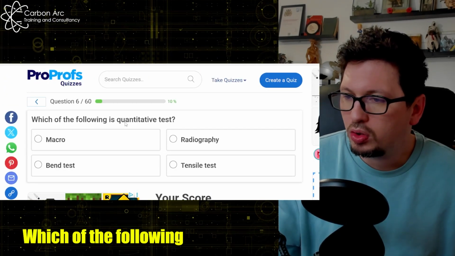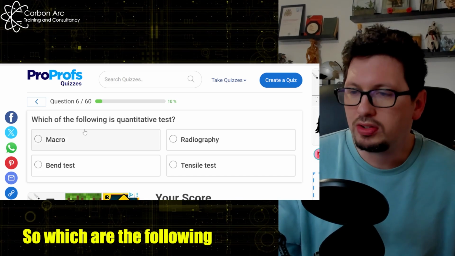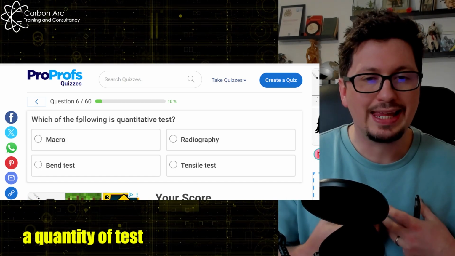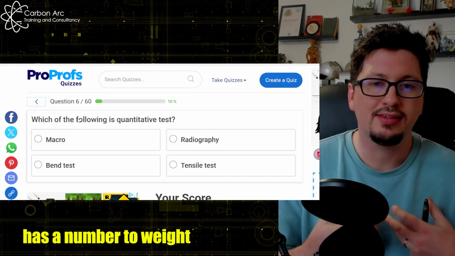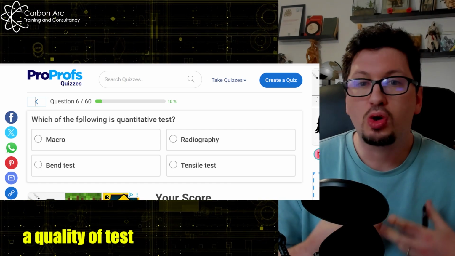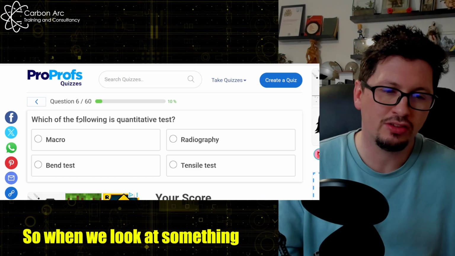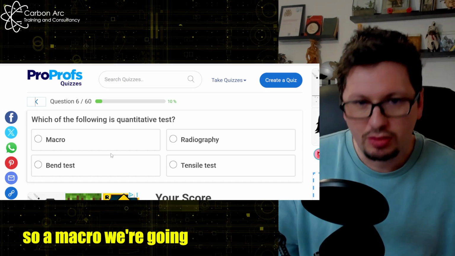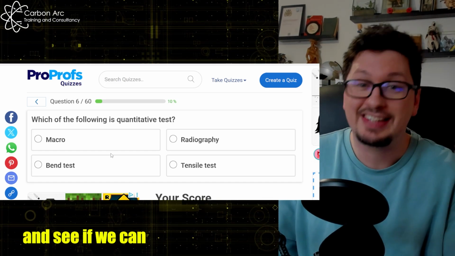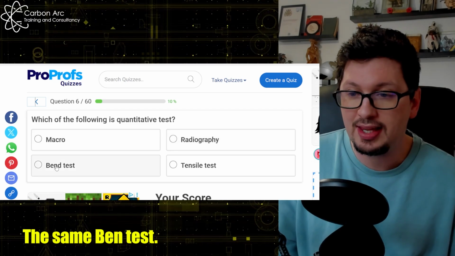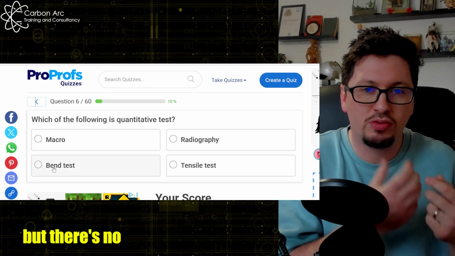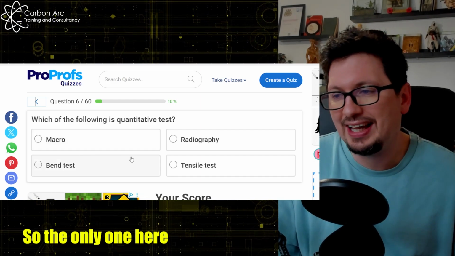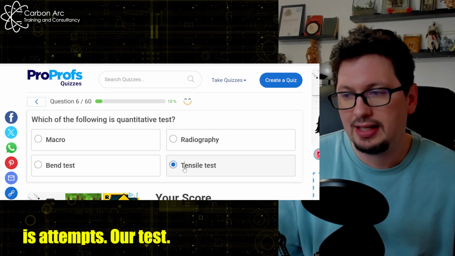Which of the following is a quantitative test? So quantitative and qualitative. A quantitative test has a number to it. A qualitative test tends to be our opinion. So when we look at something and have to decide. So a macro, we're going to look at a macro section and see if we can find any defects. Radiography, the same. Bend test, yeah, it bends, but there's no physical measurement from it. We have to look at it and see if it's cracked. So the only one here that gives a measurement is a tensile test.